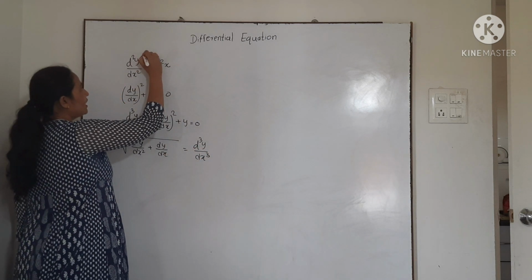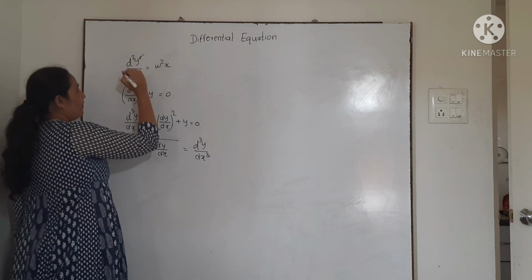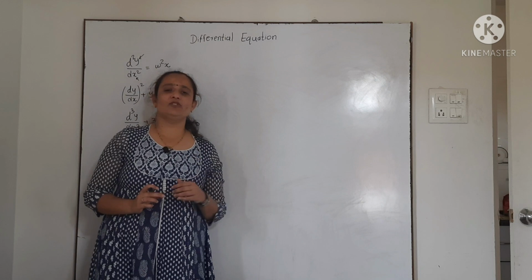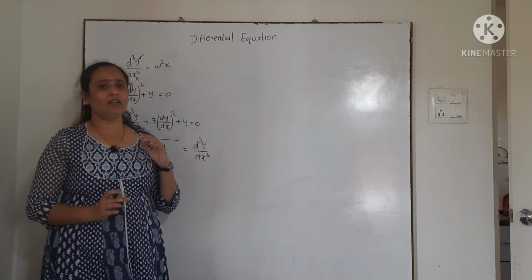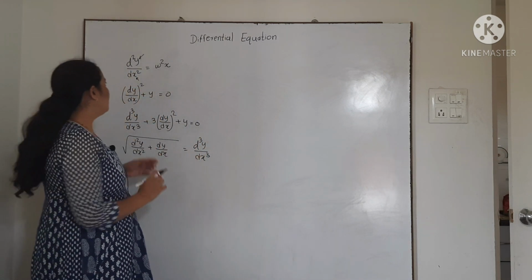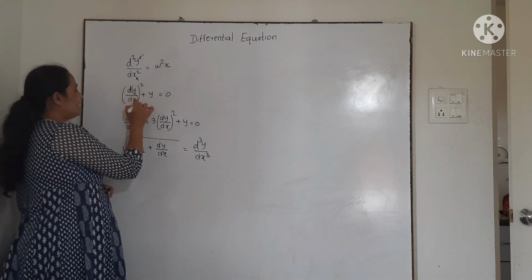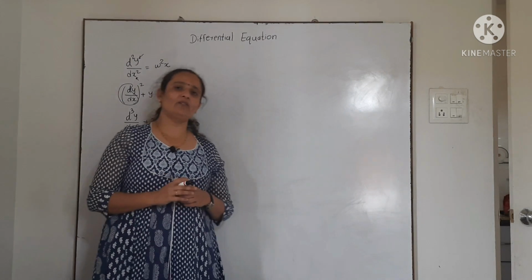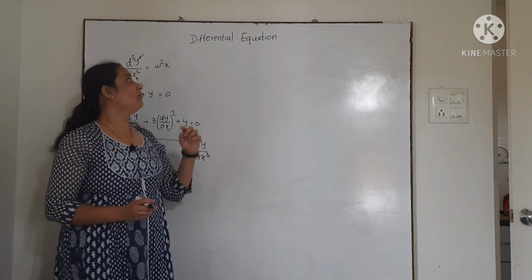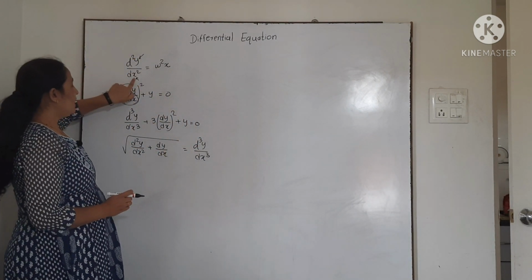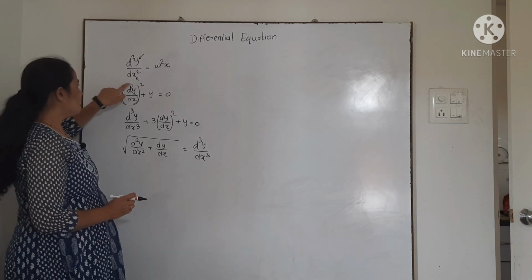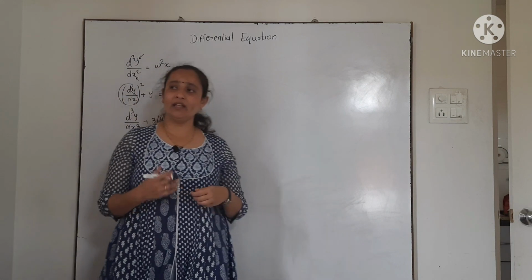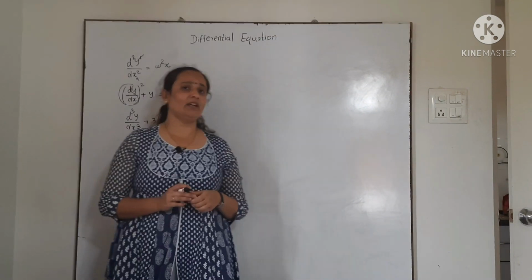If you observe this, there are two types of variable, y and x. In this case, we are finding derivative of y with respect to x. Therefore, y is the dependent variable, x is the independent variable. And this d by dx is known as differential coefficient. So, we will define differential equation as an equation involving dependent variable, independent variable and differential coefficient is known as differential equation.